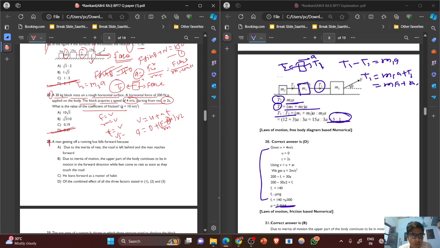A man getting off a running bus falls forward. Let's suppose a bus is running on the road and you want to jump out. Once you jump out, you will just move forward with the bus for some time. Due to inertia of rest, the road is left behind, the man reaches. Due to inertia of motion, the bus is moving due to inertia of motion.